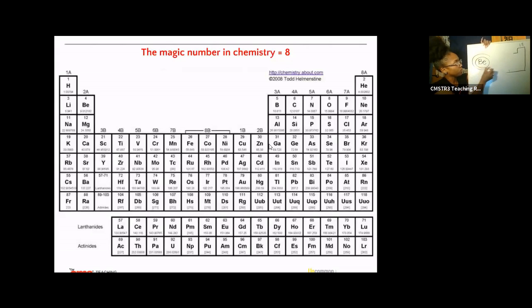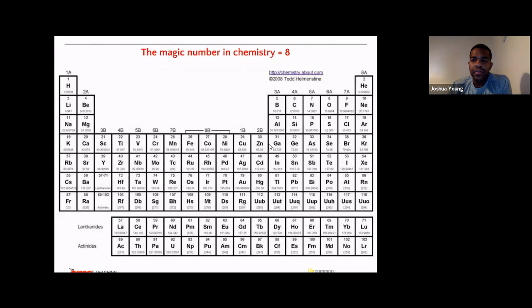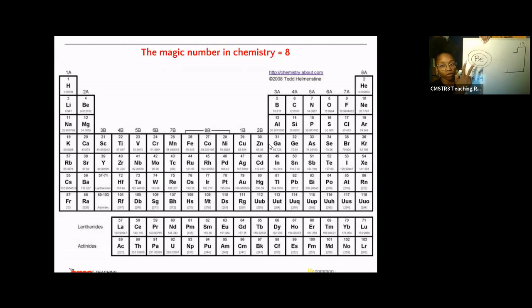If its atomic number is 4, how many protons should it have? 4. And how many electrons? 4. Now, because it's in the second period and it's in the second column, it should also have 2 valence electrons. The column that you're in tells you how many valence electrons you'll have. So if I were to draw a Bohr model of beryllium, I would give it 2 electrons in the middle ring, and then 2 electrons in the outermost ring. These outermost electrons are your valence electrons, and they determine your chemical properties.